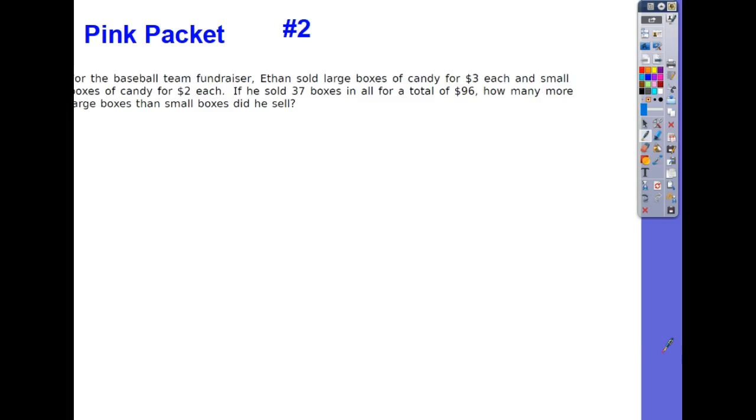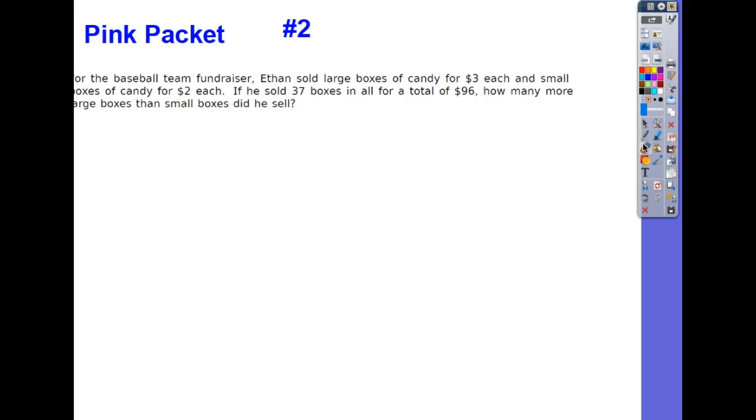Okay, these problems that I've chosen to go over, like I said, they're the most often missed problems. This is a problem in the pink packet, and this is a very typical Algebra 1 system problem. When you have a problem like this, possibly you can figure it out by guess and check, but of course my mind works in terms of algebra.